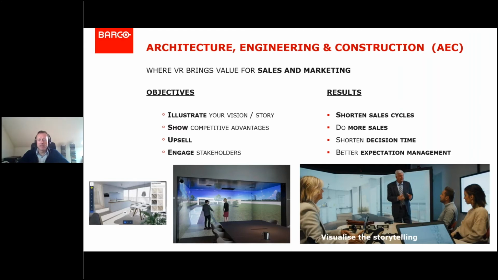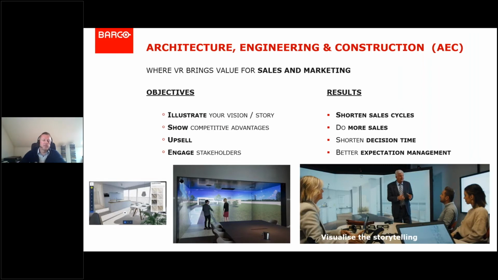VR technology brings added value towards customers who are trying to understand what you're trying to sell them as a story, what your vision is, and what you bring to them. It also enables you to guide them through the sales process, show your competitive advantages, upsell where possible, and especially engage the stakeholders and make sure they are with you and your vision, so that they are not disappointed afterwards.